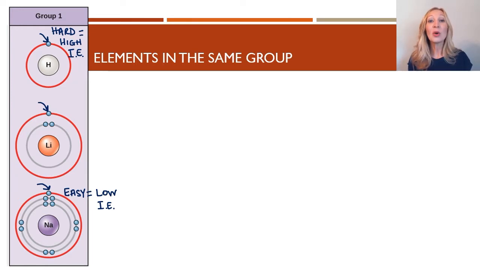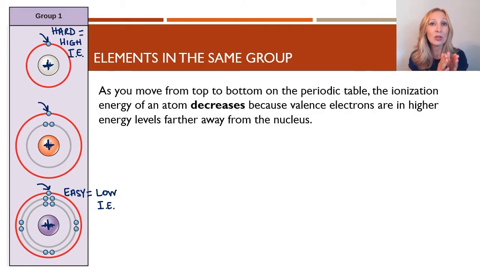So atoms that are bigger are going to have electrons farther away from the nucleus, which means it's going to be easy to remove those outer electrons, which means they're going to have low ionization energies. And electrons that are very close to the nucleus, so in smaller atoms, are going to have high ionization energies because it's going to be more difficult to remove an electron that's very close to the nucleus.